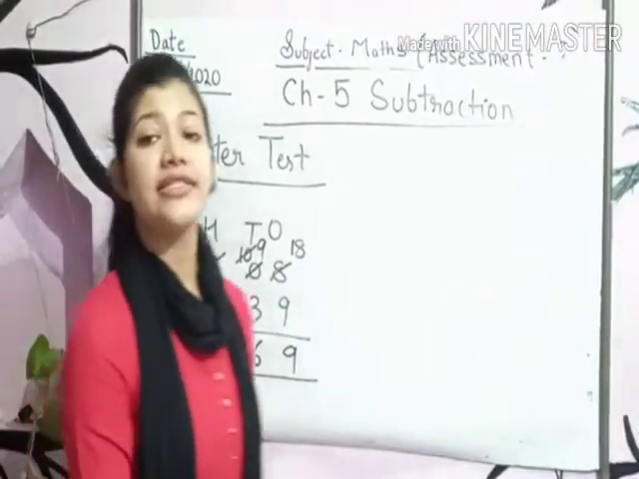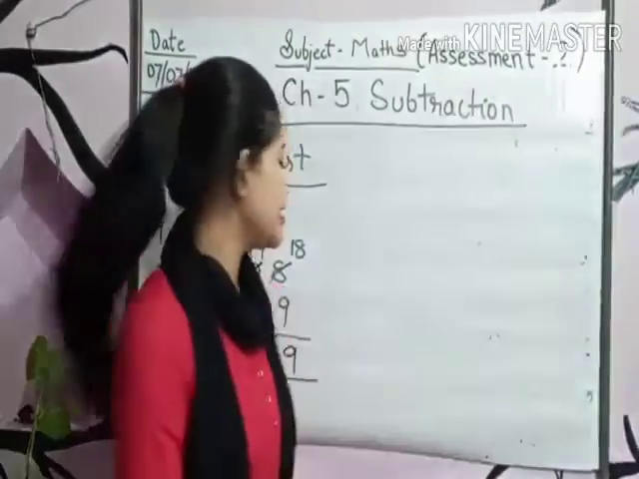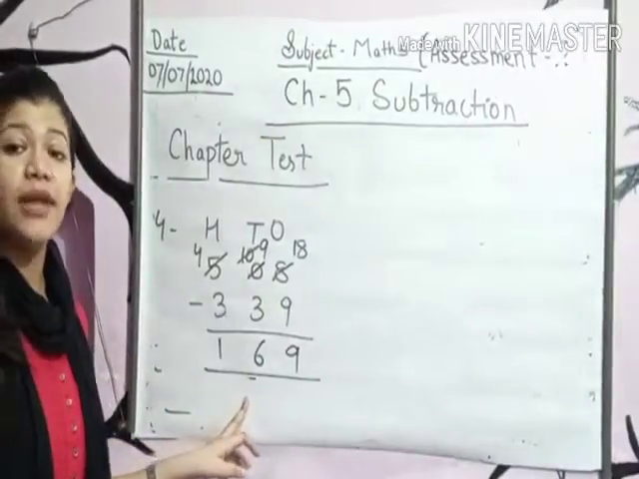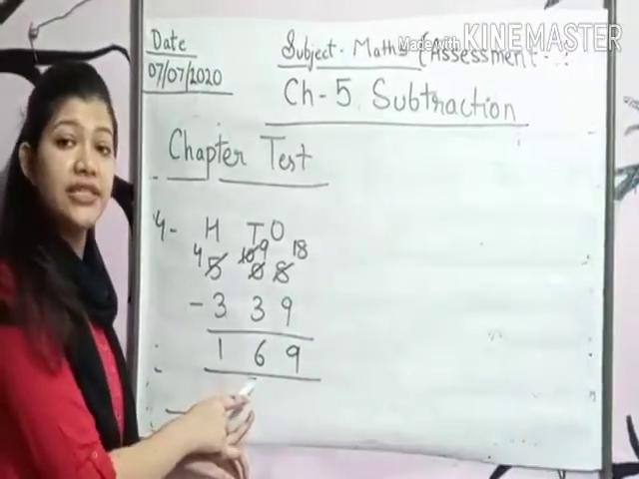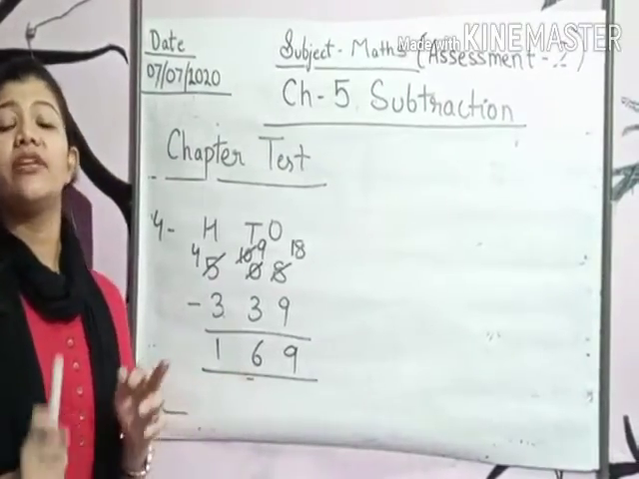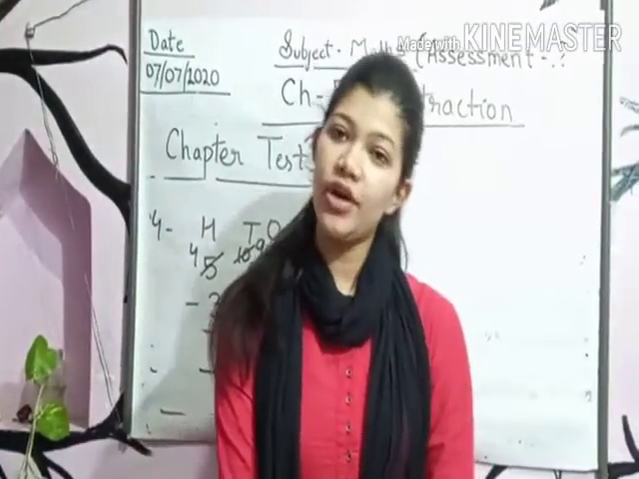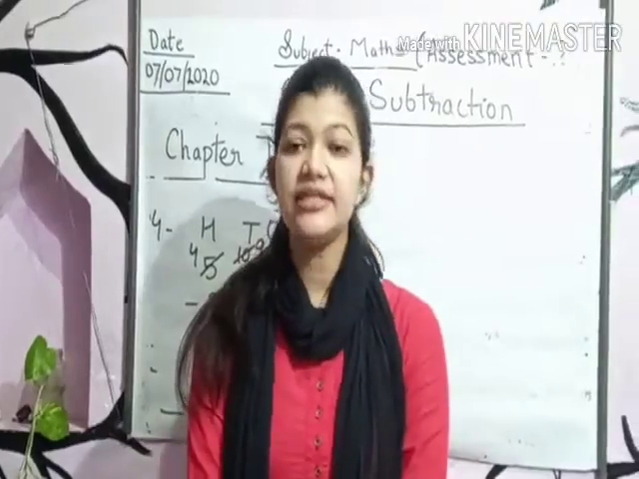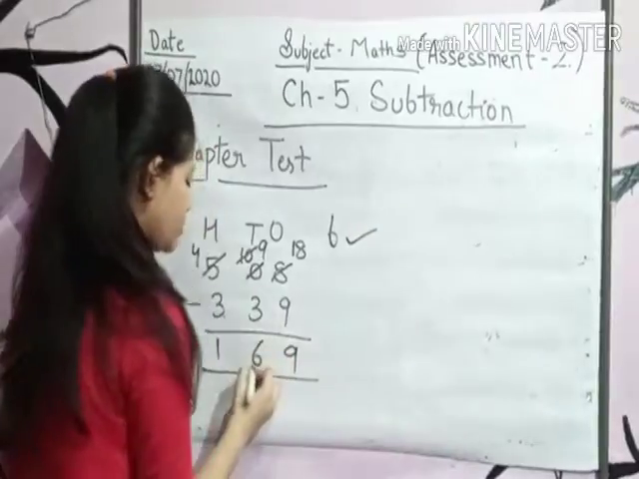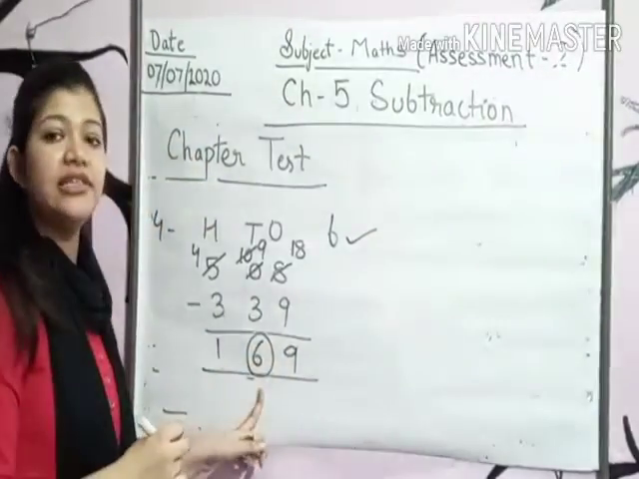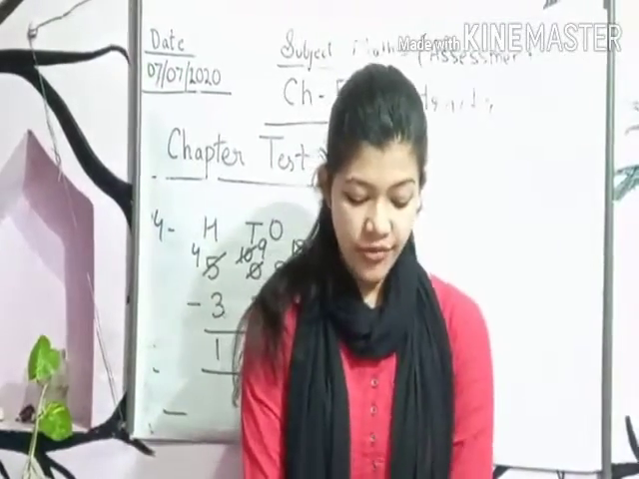This question is asking you the tens place in the difference. Means which number is at the tens place? Tell me. 1, 6 or 9? 6 is at the tens place. Yes. So we will take the option which has number 6. Let's check. Option B is correct. That is 6. So we will take option B as it has 6 number as its tens place. Clear? Now let's come to question number 5.